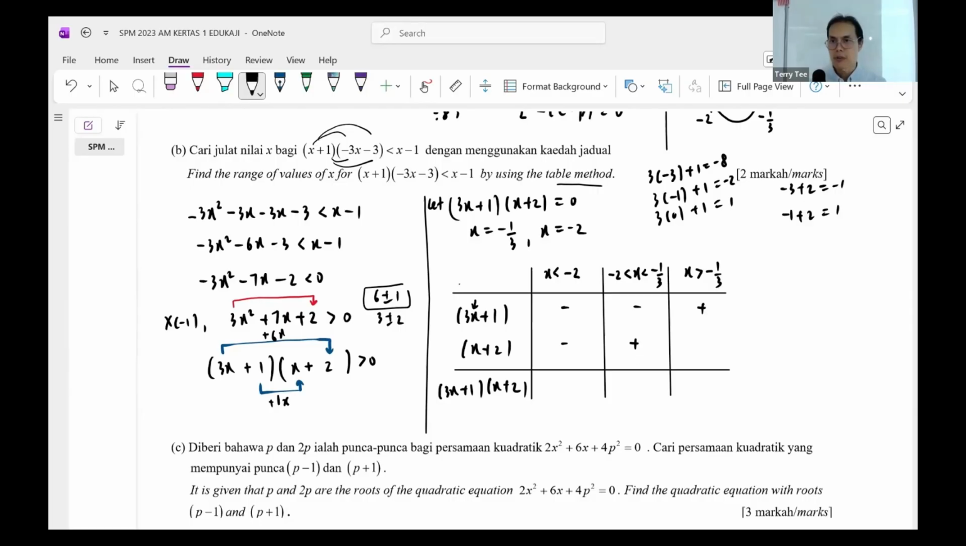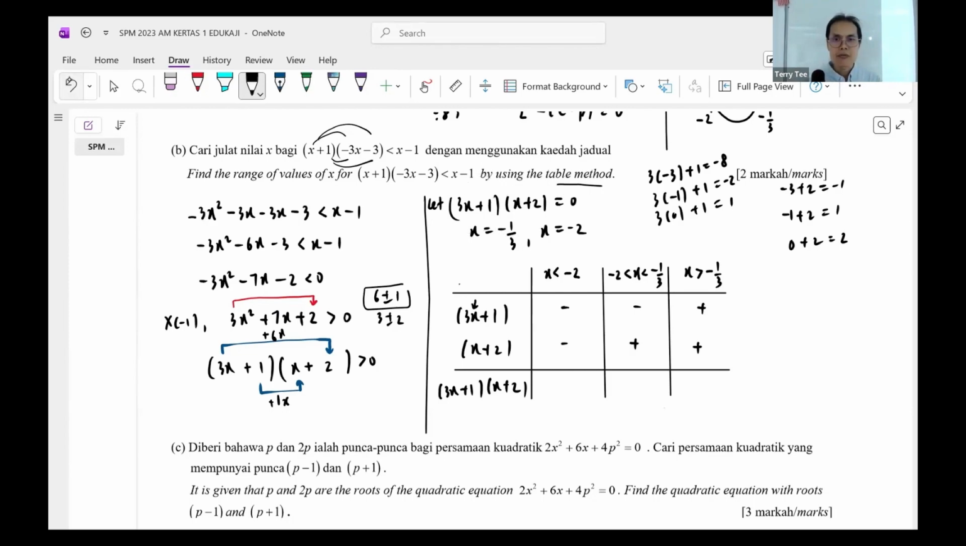So it's positive. Third, pick a number more than -1/3. The best is 0. 0 plus 2 is 2. Positive. Now remember, the table method, basically, we are finding what is the sign for the first factor, then you multiply with the second factor.